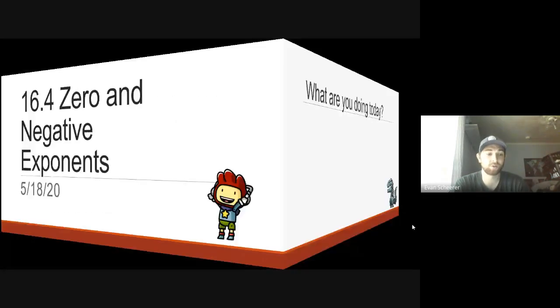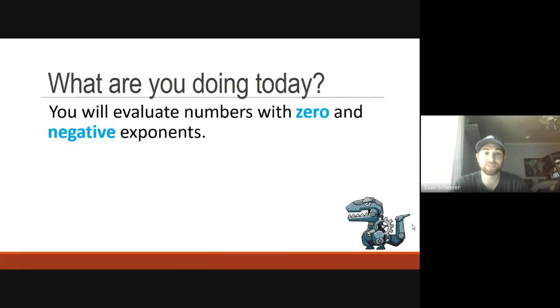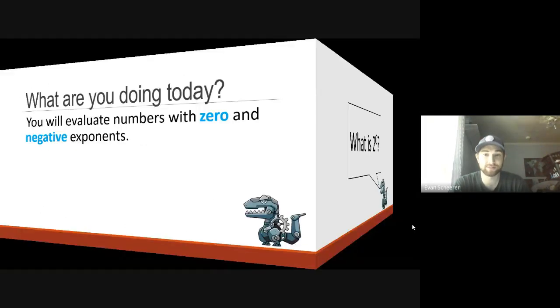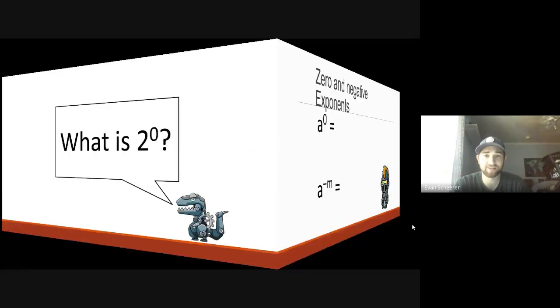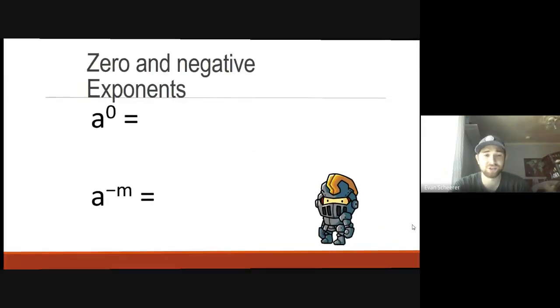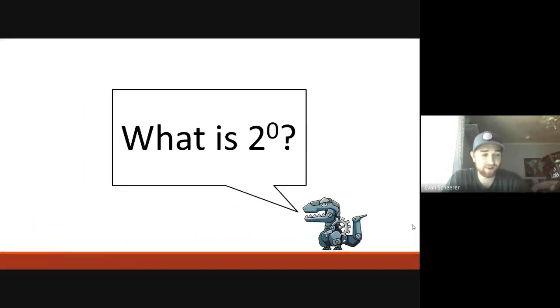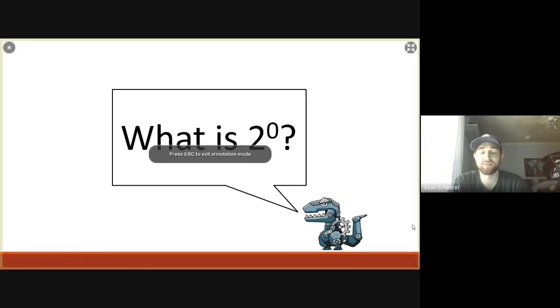All right. So what are we doing today? We're evaluating numbers with zero and negative exponents. So what is 2 to the 0 power? Most people will say it's 0. A lot of people tend to think it is 0, right? It's not. 0 is not the correct answer. Let me show you why 2 to the 0 power is not 0. Let me show you why it's not 2, why it's not 4, why it's not 8, why it's not 20. I will show you what it is in a second.